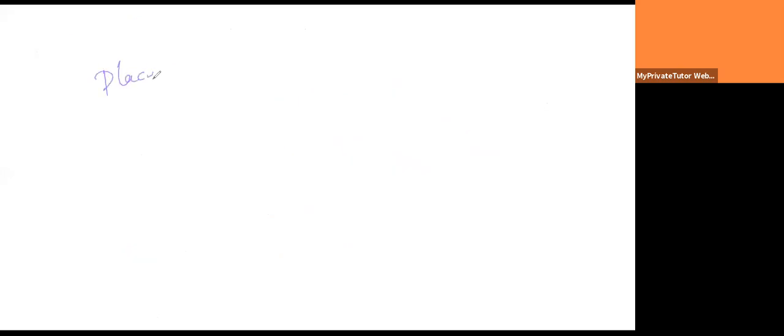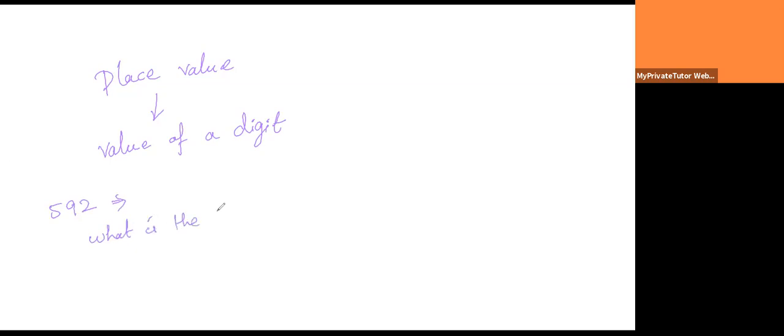Place value is nothing but the value of a digit in a number. For example, tell me a number: 592. What is the place value of 9? In this case, 90, because 9 is in the tens place, so it is 90. But what is face value?